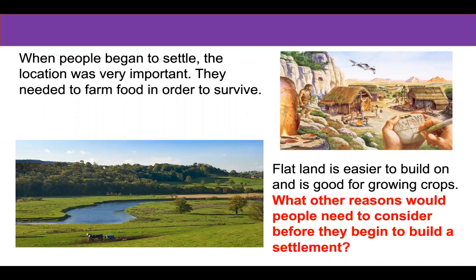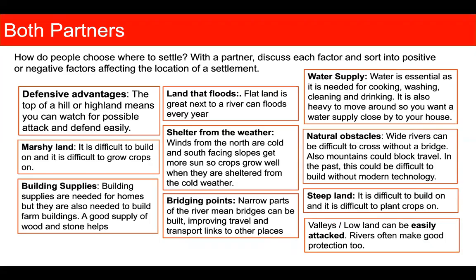Have a good think. Well, let's have a look. Some of them are defensive advantages, marshy land, thinking about building supplies, thinking about land that floods. Are they in a flooded area? Is that sensible to build on? The shelter from the weather, bridging points when it's close to rivers, and transport links, thinking about that. Water supply, natural obstacles that people have to go around. Is the land too steep, or looking at valleys and things like that?